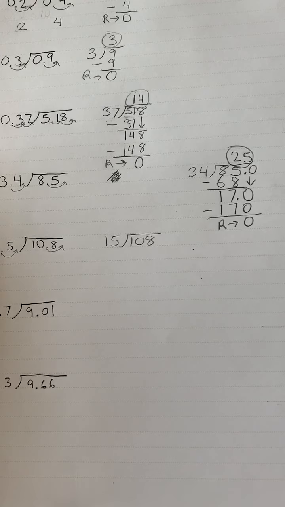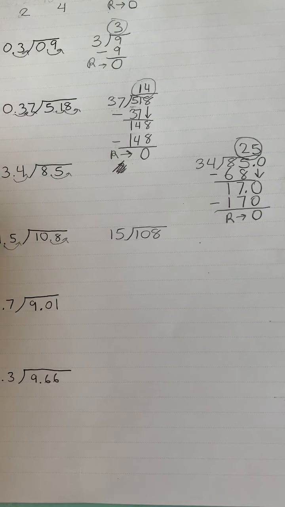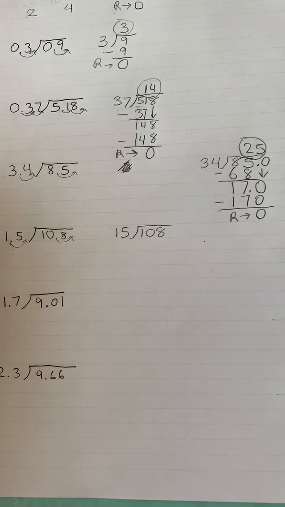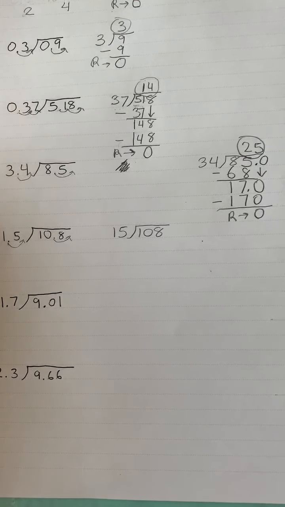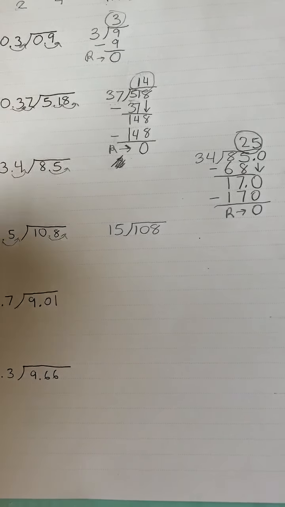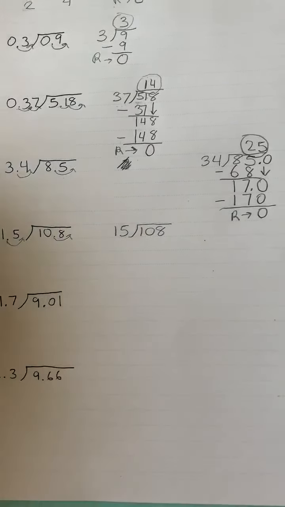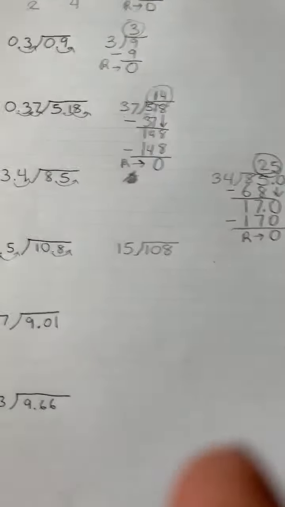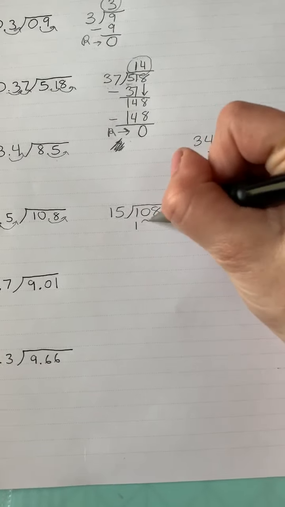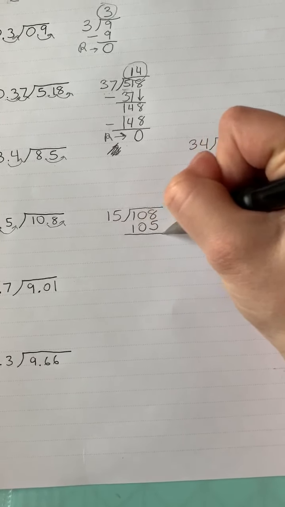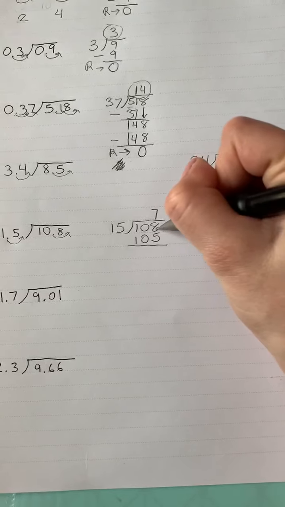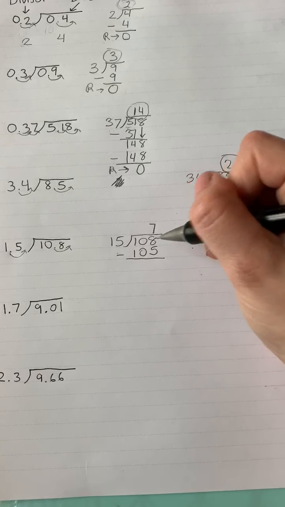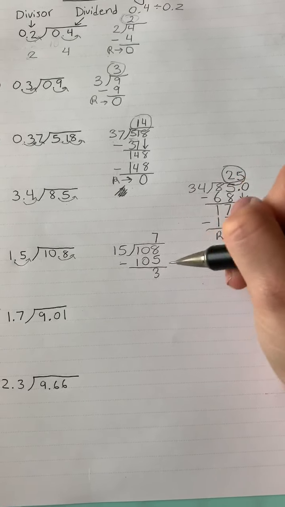I'm going to do a random multiplication guessing game here. So 15 times 6 is 90. Let's try 15 times 7. That's 105. Okay, so I think that's as high as we're going to get. So 105, and we did it 7 times. So my 7 goes above my 8 because we were putting 15 into 108. So we subtract 105 from 108. We get 3 left over.